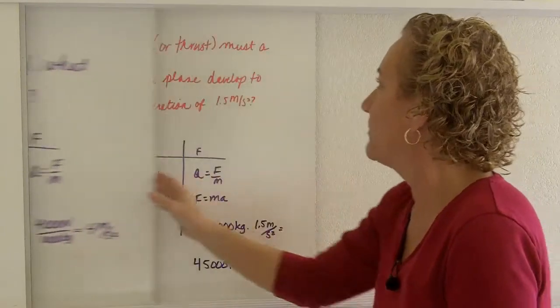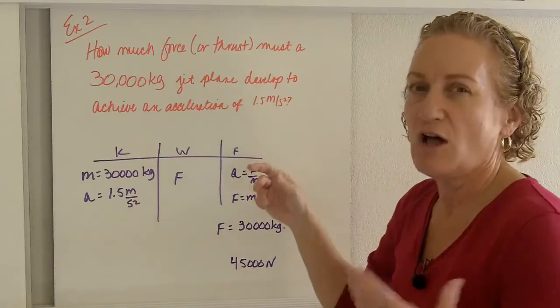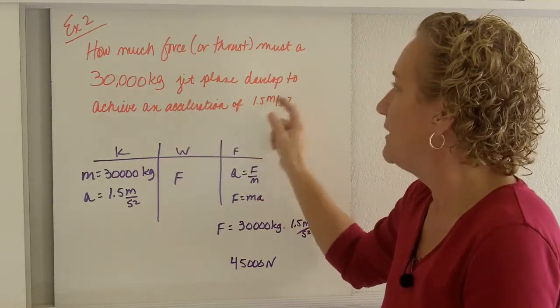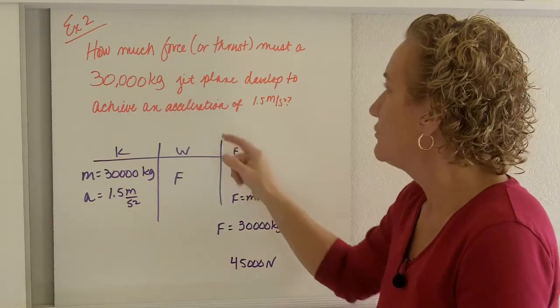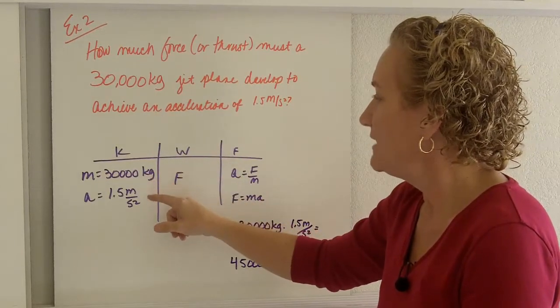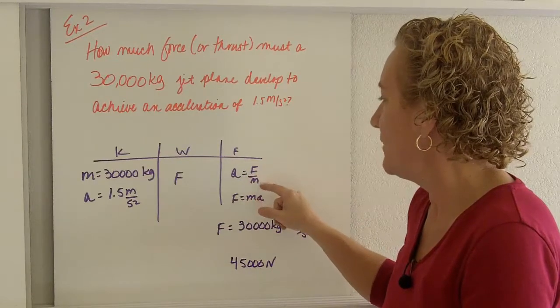Now let's do another example. And this one's about planes. How much force, it's called thrust in a plane, must a 30,000 kilogram jet plane develop to achieve an acceleration of 1.5 meters per second squared? So now we're looking for force, so that's what we want. We know our mass and we know our acceleration. Acceleration is equal to force divided by mass.